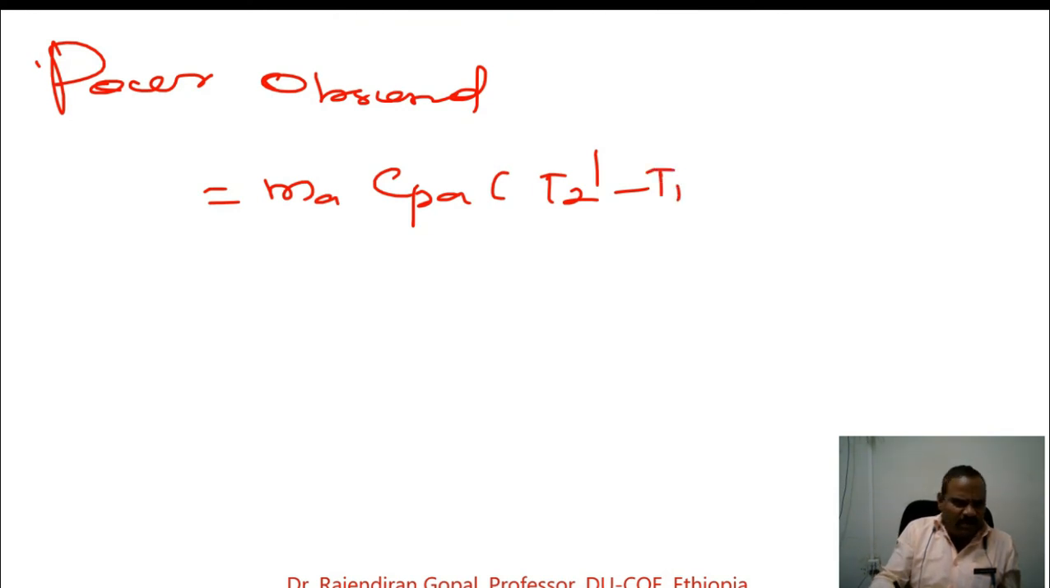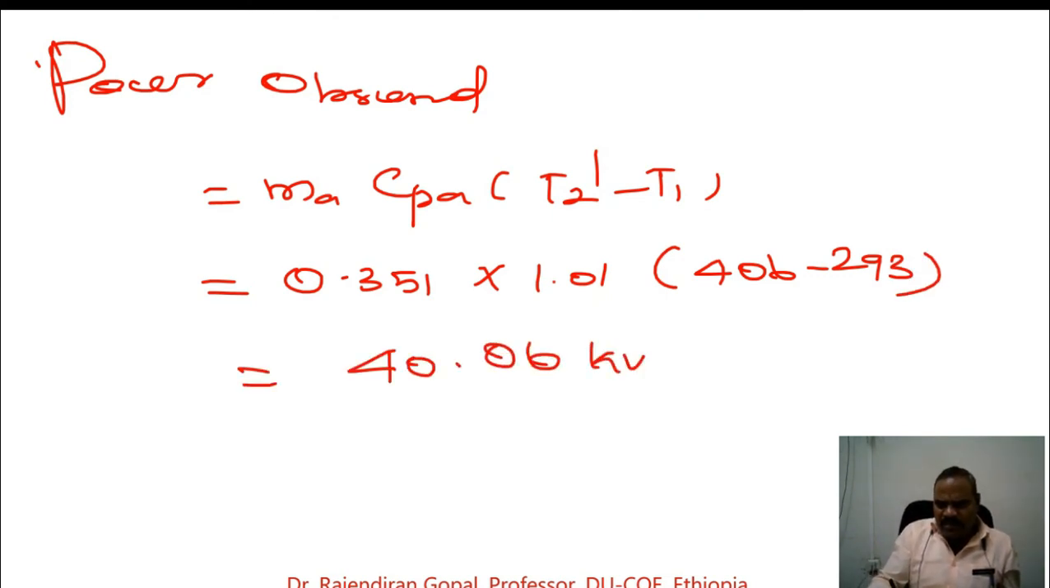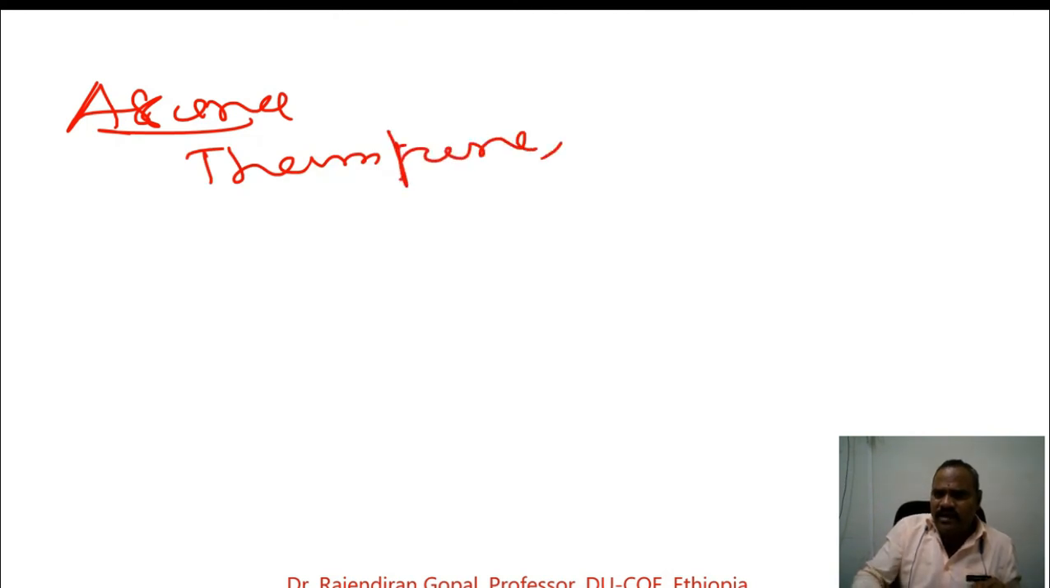Then second, the power absorbed is equal to mass of air into Cp of air into T2 dash minus T1. That is equal to mass of air 0.351, Cp of air 1.01 multiplied by 406 minus 293, which is equal to 40.06 kilowatt. Answer 2B.